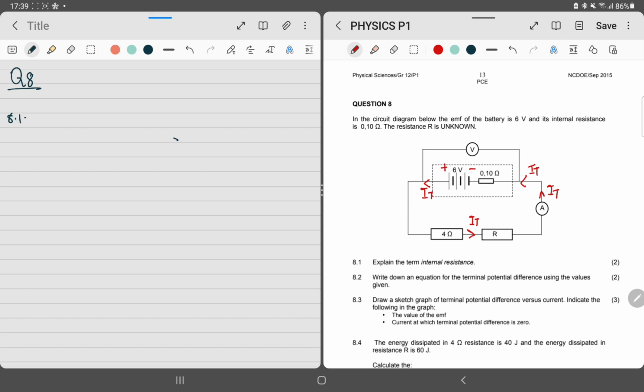8.1. Explain the term internal resistance. So this is the resistance that opposes the flow of charge within the battery.